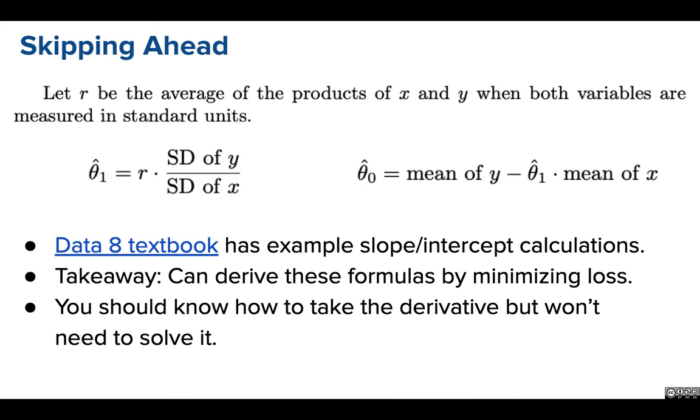The takeaway here is that sometimes the algebra gets hairy, but the same idea still applies, right? No matter how hairy the algebra gets, the idea here is that we're just trying to minimize a loss. And the way we minimize the loss is by taking some derivatives.